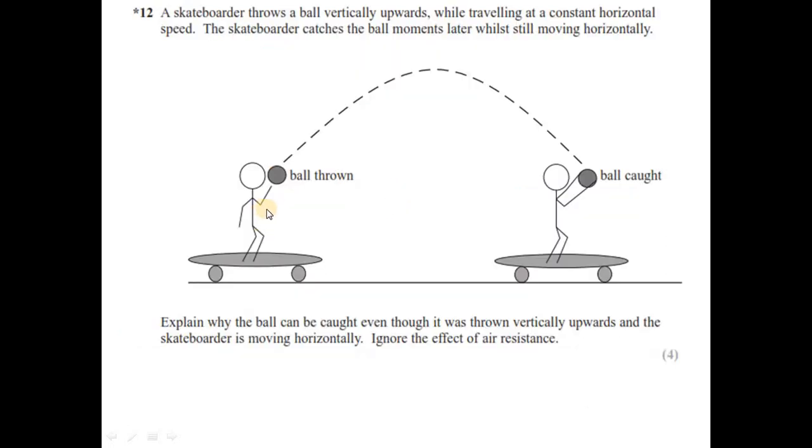A skateboarder throws a ball vertically upward while traveling at a constant horizontal speed. The skateboarder catches the ball a moment later whilst still moving horizontally. Explain why the ball can be caught even though it was thrown vertically upward and the skateboarder is moving horizontally. Ignore the effect of air resistance. So the effect of air resistance is ignored and the skateboarder is moving horizontally with a constant speed.